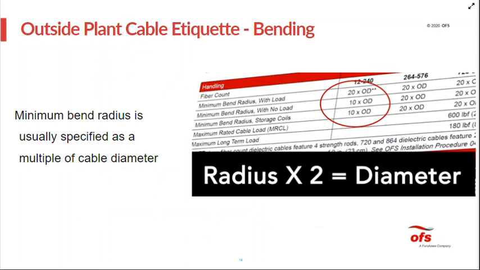So again, as a cable manufacturer, it's our responsibility to provide bending recommendations for the installers in order to protect not only the fiber, but also the structure of the cable itself. So typically, we specify a minimum bend radius, and minimum bend radius is typically specified as a multiple of the cable diameter. Looking on the right-hand side at the red circle, for example, minimum bend radius with load is 20 times the OD of the cable.